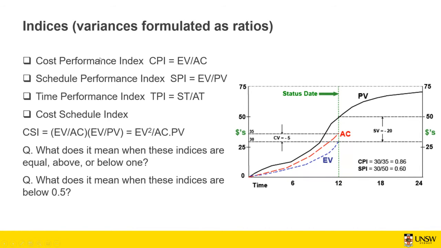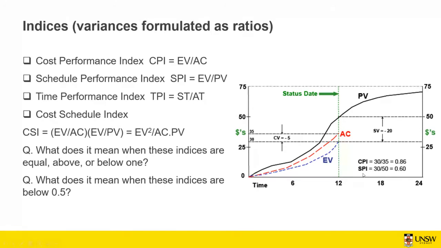In terms of your cost performance index, you can see the CPI is the earned value divided by the actual cost. The earned value is 30 and your actual cost is 35. So the CPI is 0.86, which is lower than 1, but not very low. So it is still not that bad.